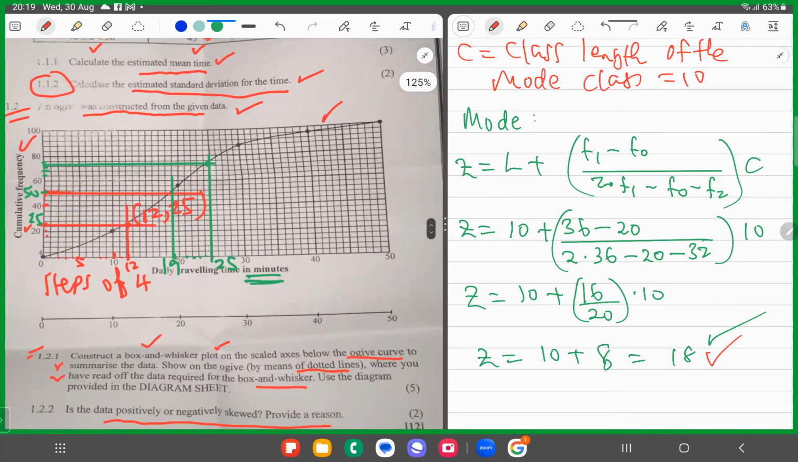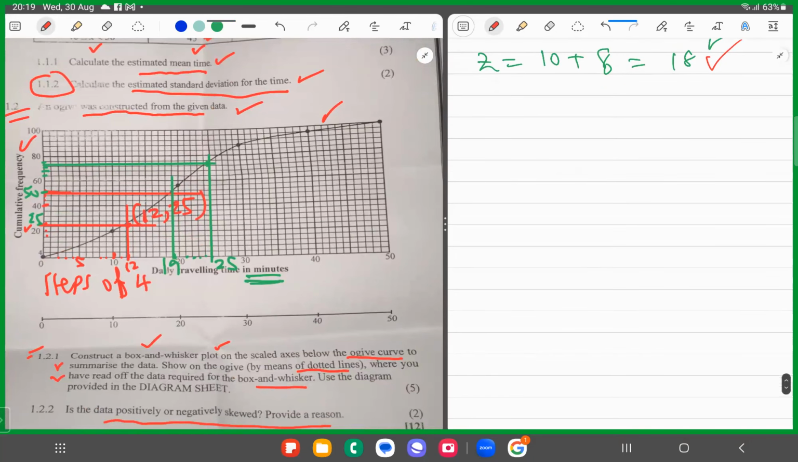Right, so we are going on. Okay, I digressed much, so please forgive me for digressing and looking at other things. But I want us to now answer this question. Construct a box and whisker plot. So we're going to look at the actual answer to 1.2.1.